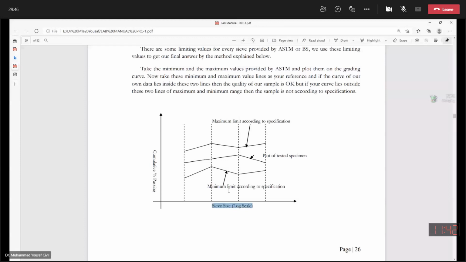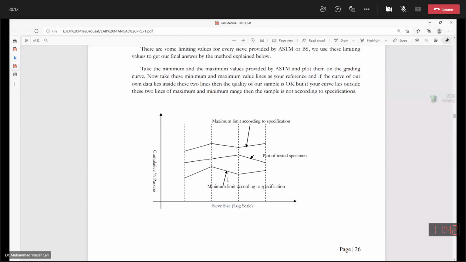You will be drawing on the graph paper the gradation curve, and the minimum and maximum limits. This is the lower bound, and this is the upper bound as given by ASTM. Where from has this been drawn? This is given by ASTM.